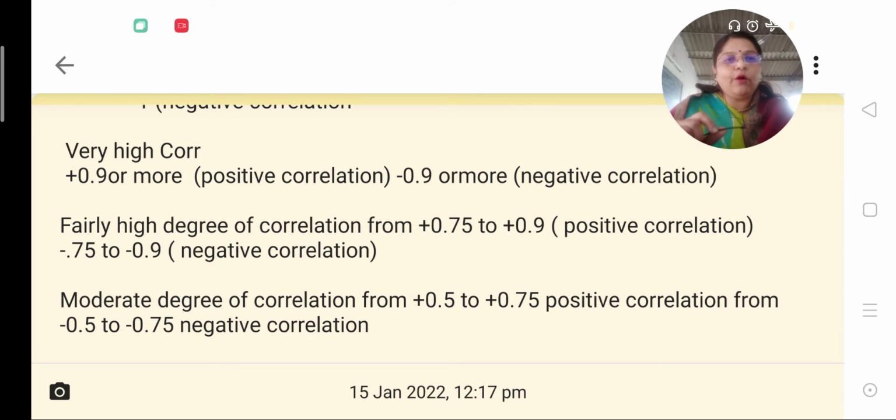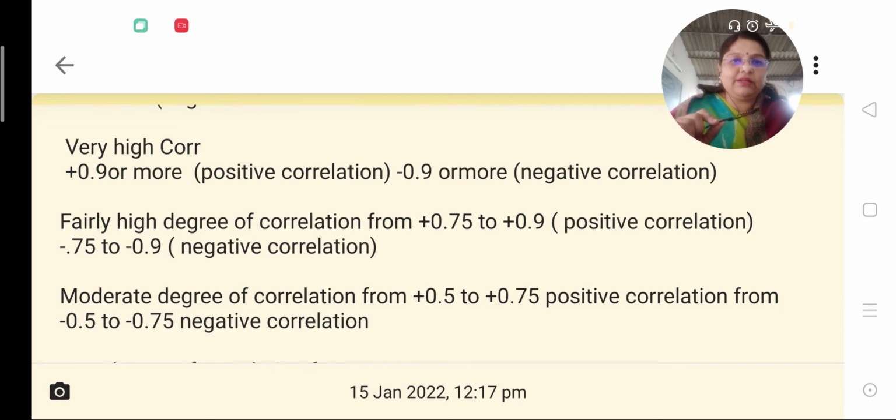If the value of r is between +0.75 and +0.9, we will say that there is a fairly high degree of positive correlation between the variables. If the value of r lies between -0.75 and -0.9, we will say that there is a fairly high degree of negative correlation among the variables.